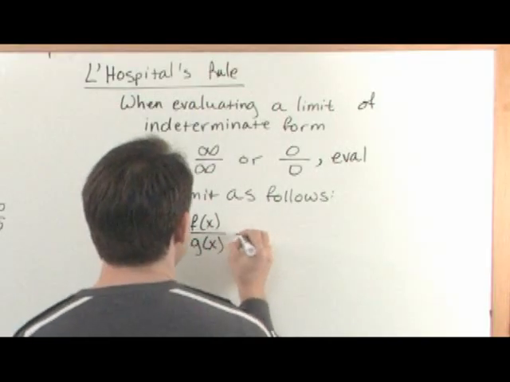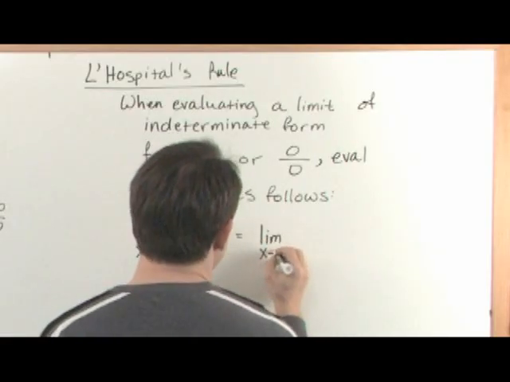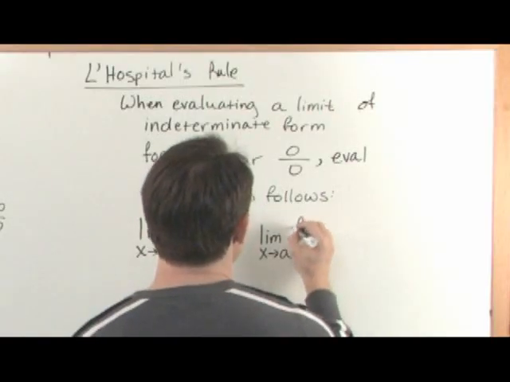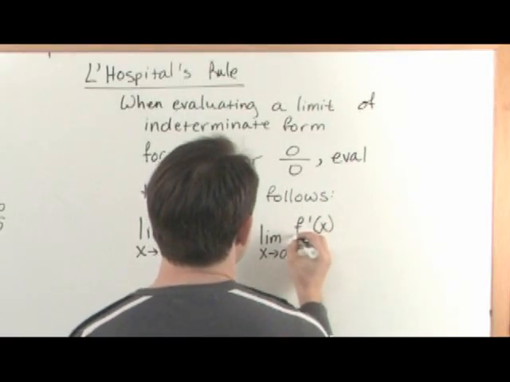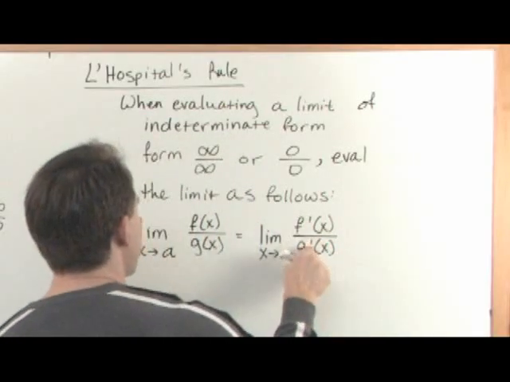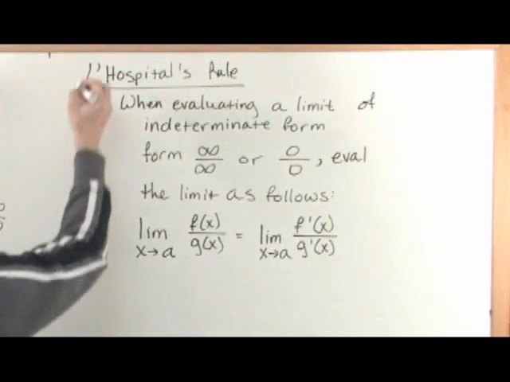That limit is going to be equal to, as x approaches a, same limit here, and this is where it's going to blow your mind, the derivative of the top function divided by the derivative of the bottom function. That's what the little prime here means. It means take the derivative. So this is very important.